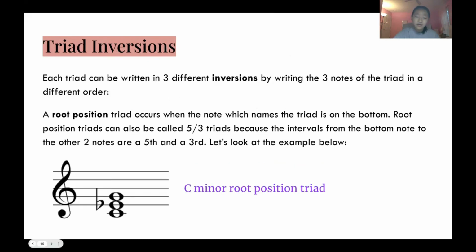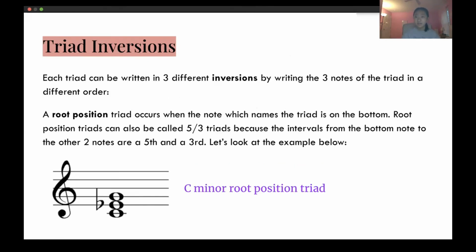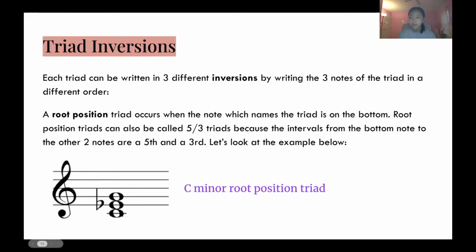So that's exactly what we're going to talk about next, which is triad inversions. Each triad can be written in three different inversions by writing the three notes of a triad in a different order. As you know, each triad has three notes, and any of these three notes can be written on the bottom, and it will still be the same exact triad. So we're going to start with root position, which is what we've been looking at.